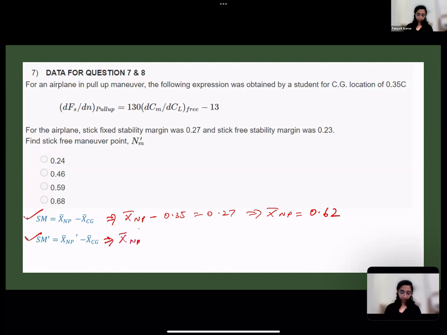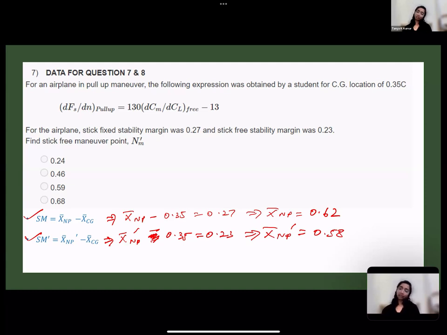Now similarly, do it for the stick free case. X bar NP prime minus 0.35 equals 0.23. So your X bar NP prime is 0.58. Yes, thank you. Now they've asked you for the stick-free maneuver point. What is the condition for the maneuver point? How is it defined? dFs by dn equal to 0.